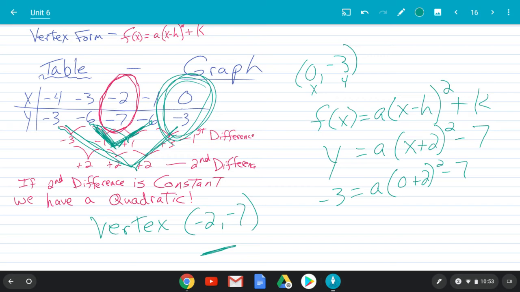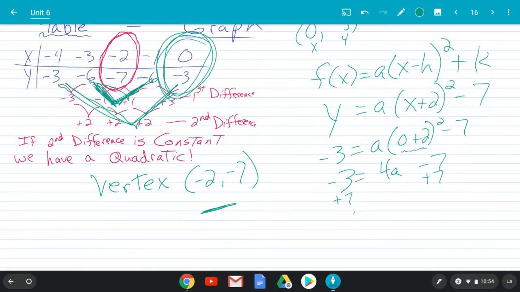Now, there's only one variable in there. Since there's only one variable, we can solve for it. Let's simplify. 0 plus 2 is 2. 2 squared is 4. So this becomes a times 4 minus 7, that equals -3. Well, a times 4 looks a little hinky to me. Could I rewrite that as 4a? Does that make you feel better? Me too. Now what? Add 7 to the other side. So I now have 4 equals 4a. Divide by 4. 1 equals a.